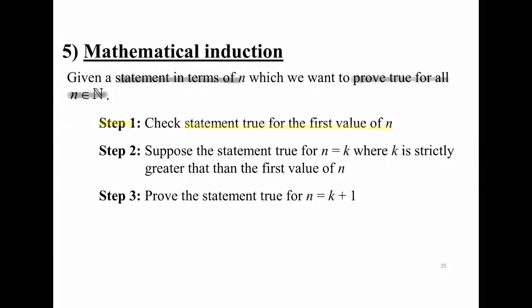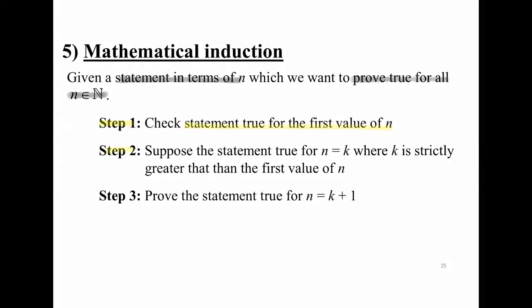Why is this step useful? You could ask, why not immediately start from step 2? Why not skip checking it true for the first value of n? It's because if the statement is not true for the first given value of n, then there's no point in moving forward with the proof. You just stop there and say that the statement is false. If it's not true for the first value of n, then it cannot be true for all values of n. But when you verify it true for the first value of n, you may move on to steps 2 and 3.